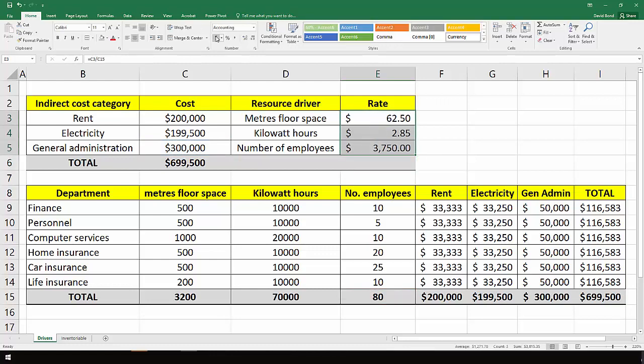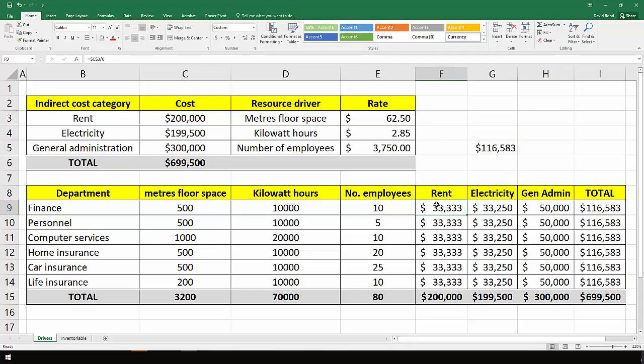So what we have is $62.50 in rent per meter being in indirect costs. We don't know what the direct costs are, but $62.50 in indirect costs for rent are being allocated by floor space. For each kilowatt hour of usage, $2.85 is applied to that department. And for general administration, for every employee, $3,750 is applied. And so what we see, remember, I'll just write up the 116,583, so we have a memory of what that was.